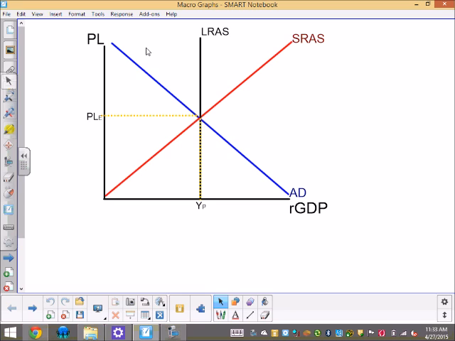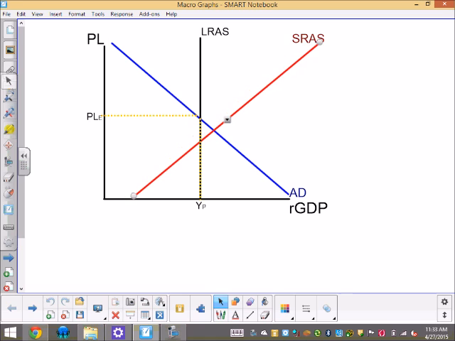But classical economists have a bit of a different idea. They're going to say that, no, we're normally at long-run aggregate supply. And in fact, the best way for the market to fix a problem is to simply let what fix the market? The market fix itself. Use self-correcting ideas.